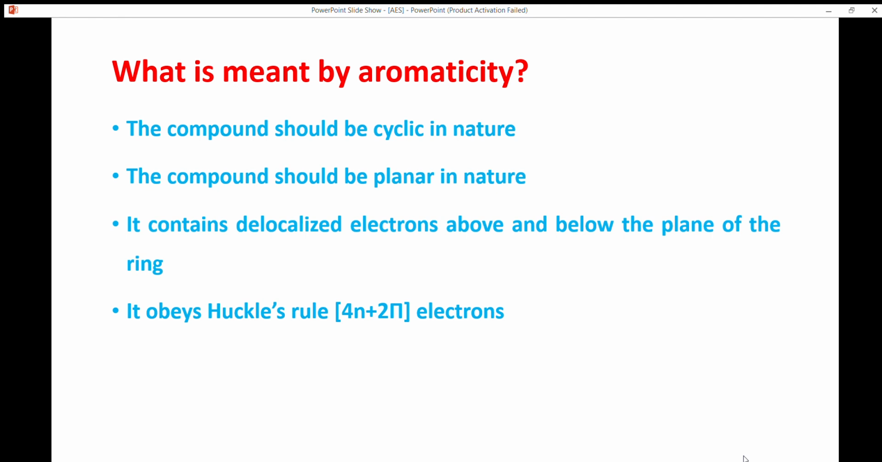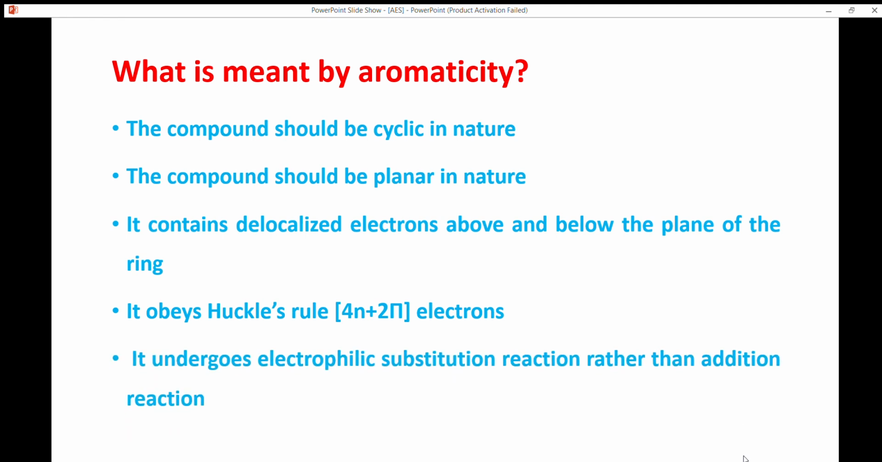So that means, if you substitute n as 0, you should have 2 pi electrons. If you substitute 1, you get 6. That means it should be like 2, 6, 10, 14 like that. Such a sequence you need for an aromatic compound in terms of the number of electrons.